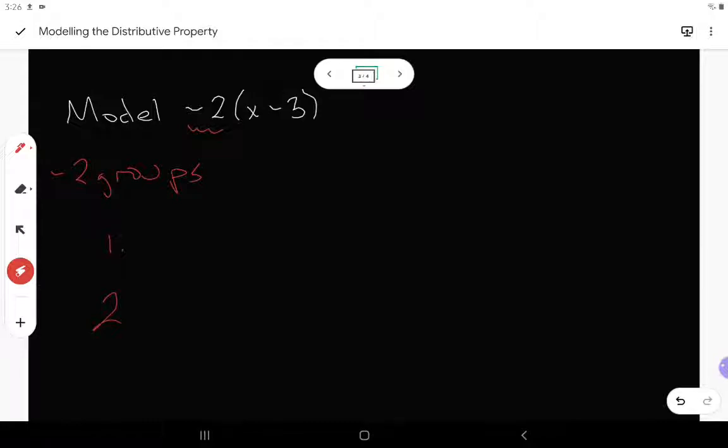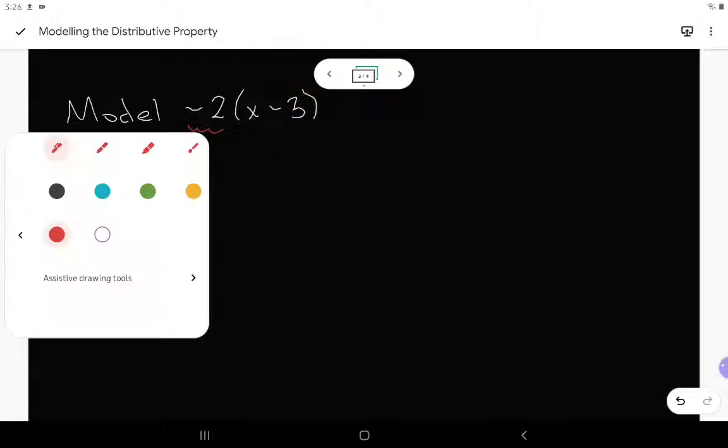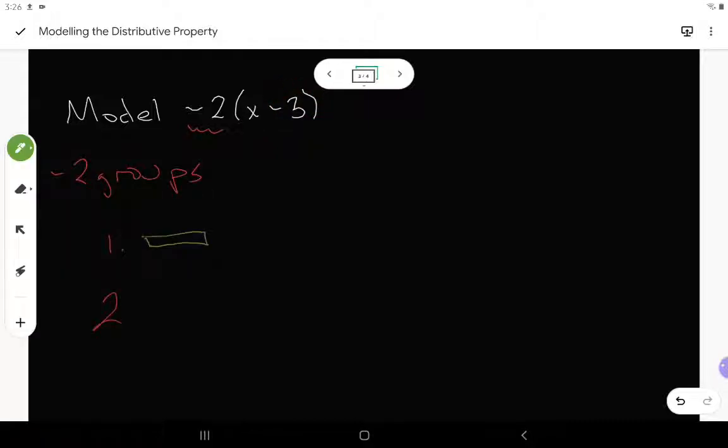Inside each group is an X and 3 negative 1s, okay? So let's get our X in each group. So there's 1 for the first one and 1 for the second one. Okay, and then we need our 3 negative 1s here. So 1, 2, and 3. Okay, and then 1, 2, and 3.